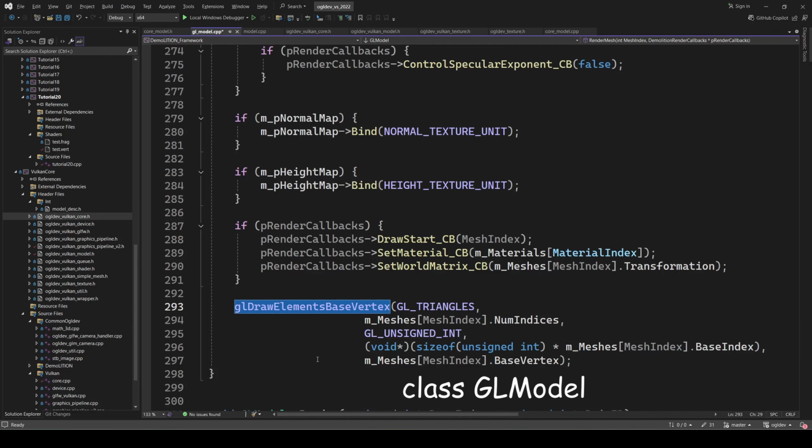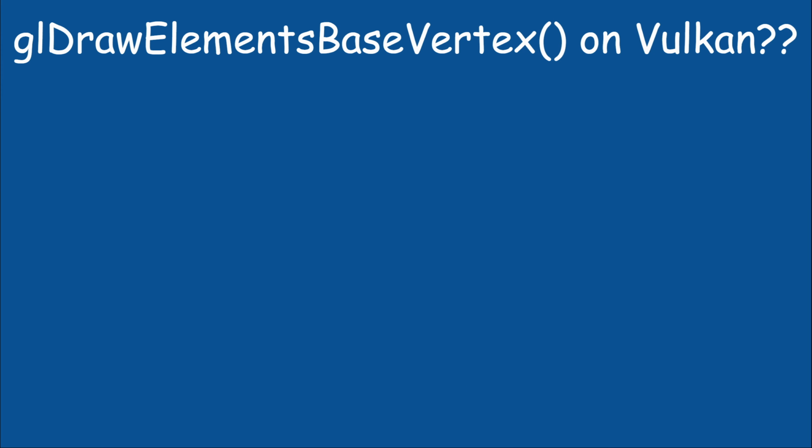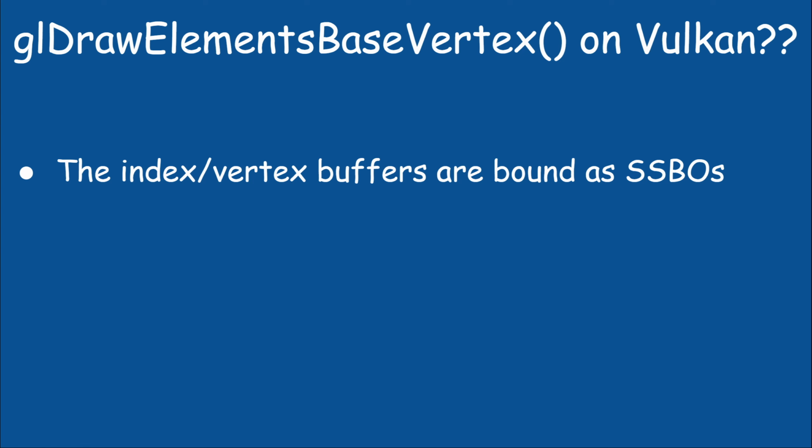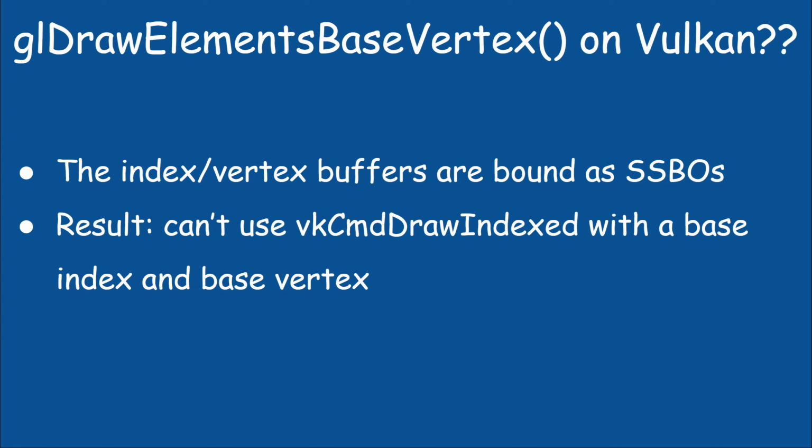In OpenGL, we use the function glDrawElementsBaseVertex, which takes a base index and base vertex as parameters, which points the system to the correct segments. In Vulkan, both the index and vertex buffers are going to be connected using SSBOs or storage buffers, so even though Vulkan has a similar draw command, it will not help us here.